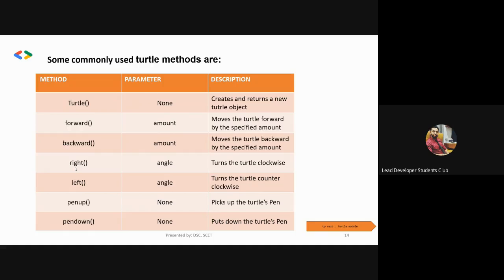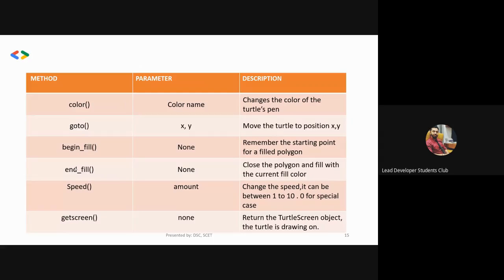So pen up. What pen up does is, it will take the pen up. If you want to pick up the pen and move it towards something without drawing anything, then the pen up function is used. And once you pick the pen up and you want to put the pen down, then the pen down function is used. We also have the color option.